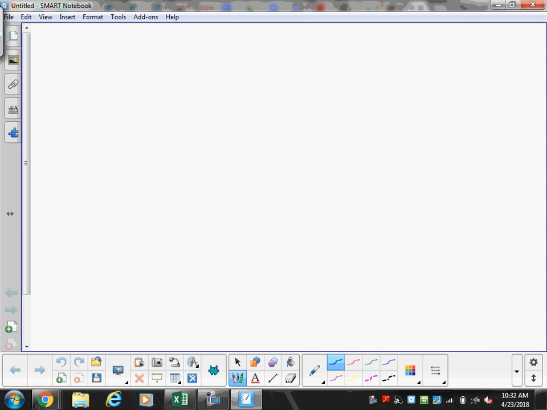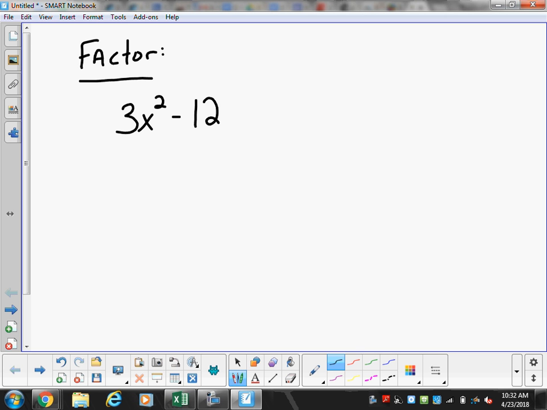We're going to continue with factoring today. So a couple of reminders. If you were told to factor and you see something that looks like this, 3x squared minus 12x, what would you think to do?